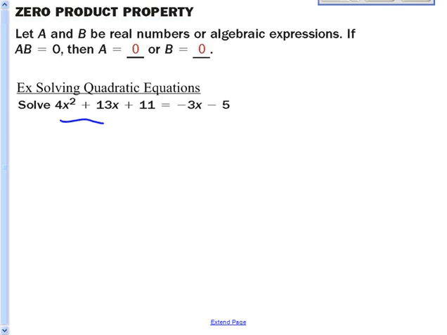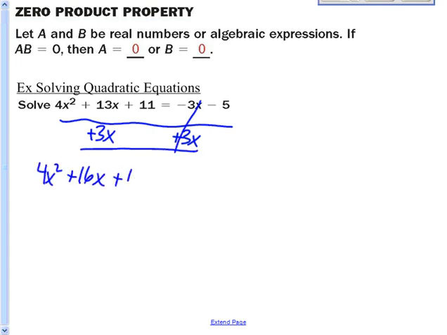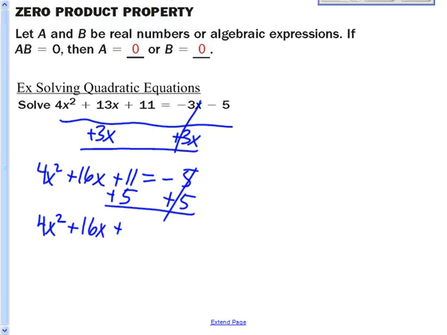Okay, so if you're solving this, what you want to do is get one side equal to 0. So the first thing is I'm going to add this 3x to both sides. Okay, so 4x squared plus 16x plus 11 equals negative 5. Again, I'm just getting one side equal to 0 here. So I'm putting this thing in standard form. Now I'm just going to factor.